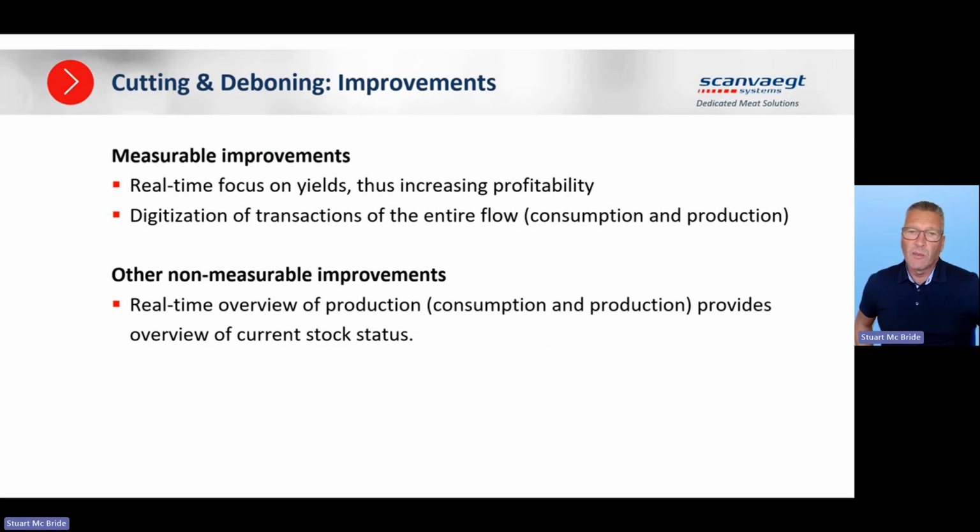Again, typical improvements here. It's about having real-time focus on the yields. It's about digitization of as much of the process as possible. It's about not having too many people on the line. It's about measuring the quality of the meat, of the actual meat versus fat. And it's about having this real-time overview of production in order to give us an overview about the products we have. Will they meet the demand we're sending out at the end of the day?